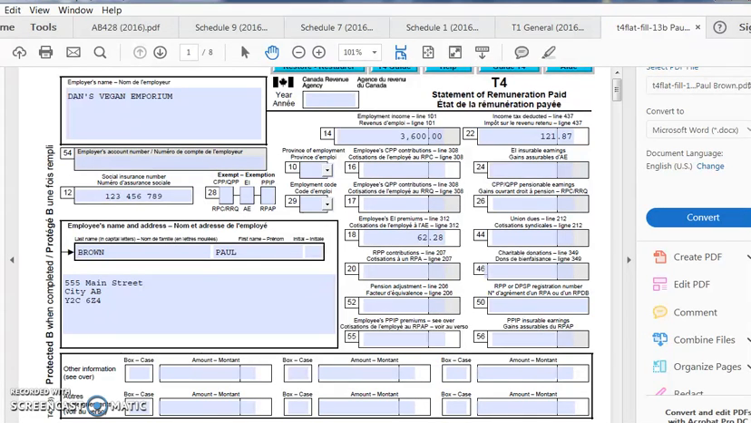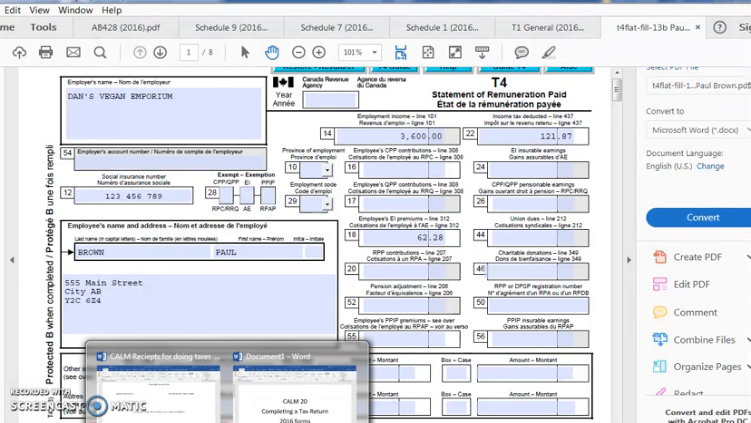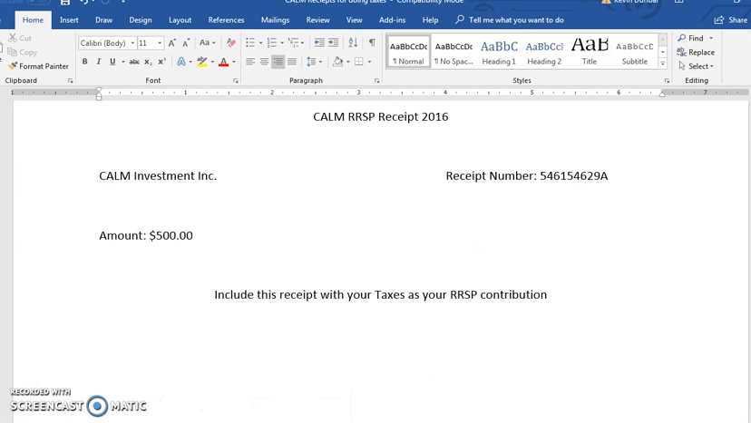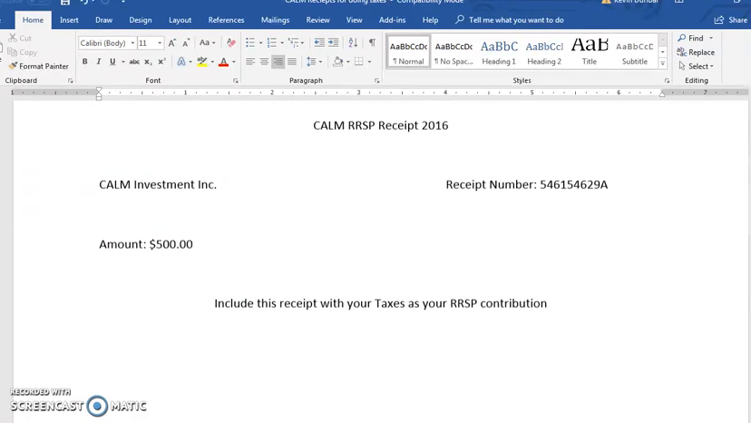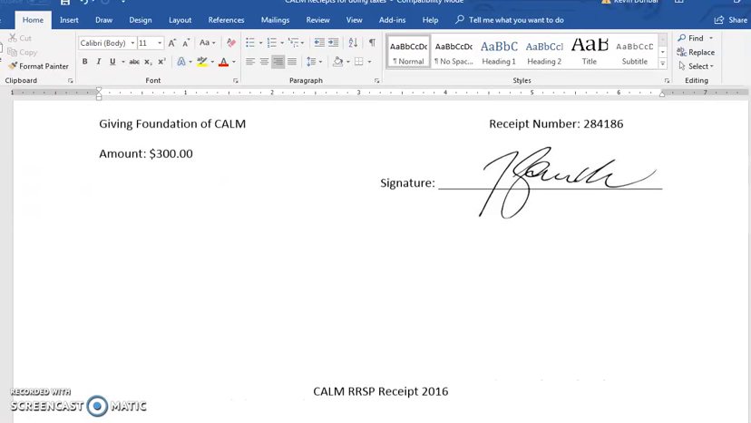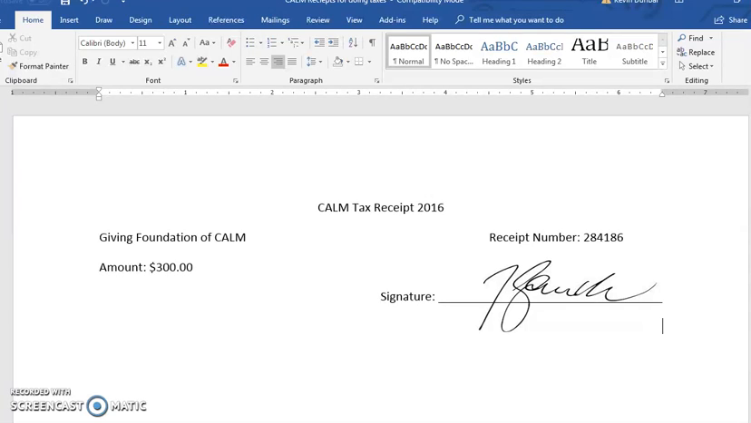Now, Paul has also done a couple of other things throughout this tax year that we will be looking at. The first one is that he has contributed $500 and put it in an RRSP, and he has received this tax receipt. Second thing is that he has donated $300 to a charity, and he is going to be claiming this.